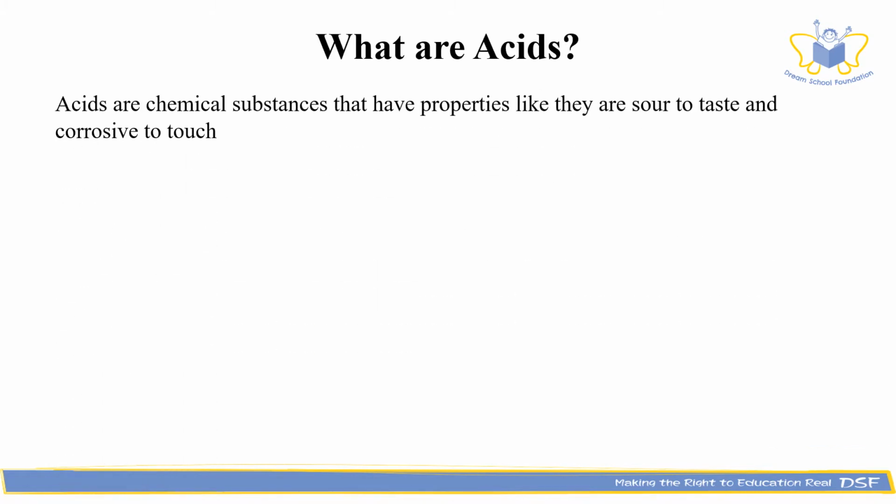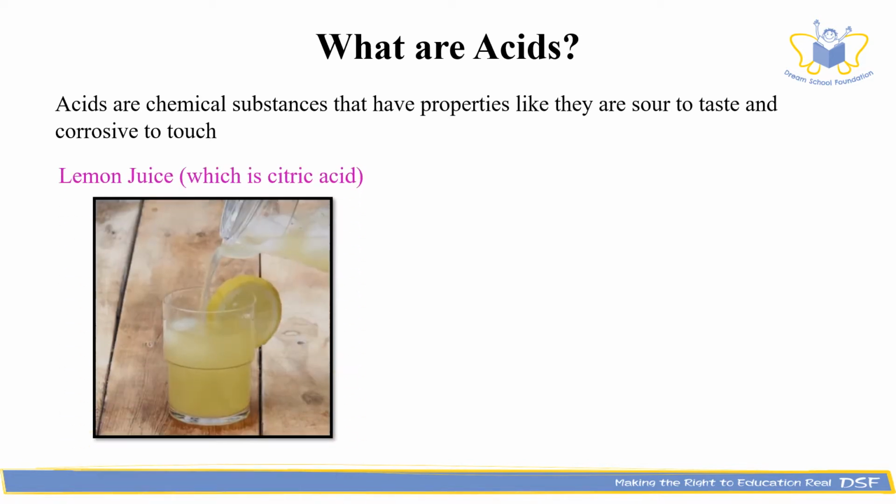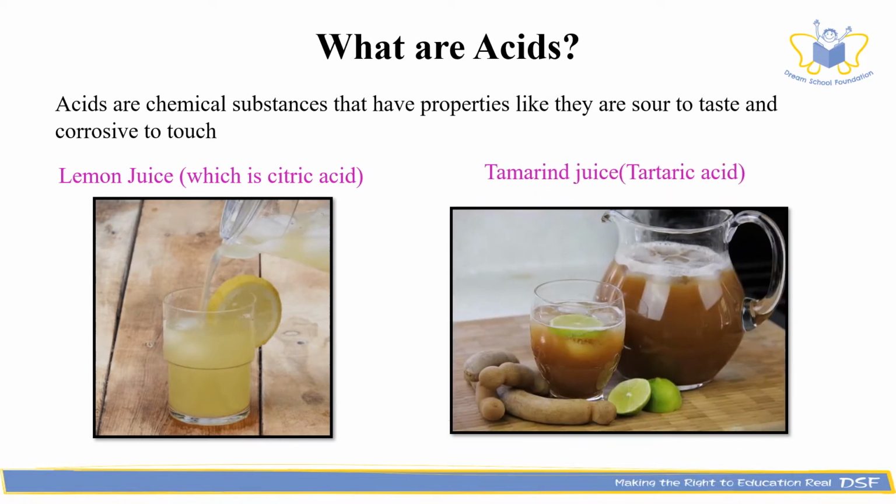What are acids? Acids are chemical substances that have properties like they are sour to taste and corrosive to touch. Examples of acids we come across every day are lemon juice, which has citric acid in it, and tamarind juice, which has tartaric acid in it.